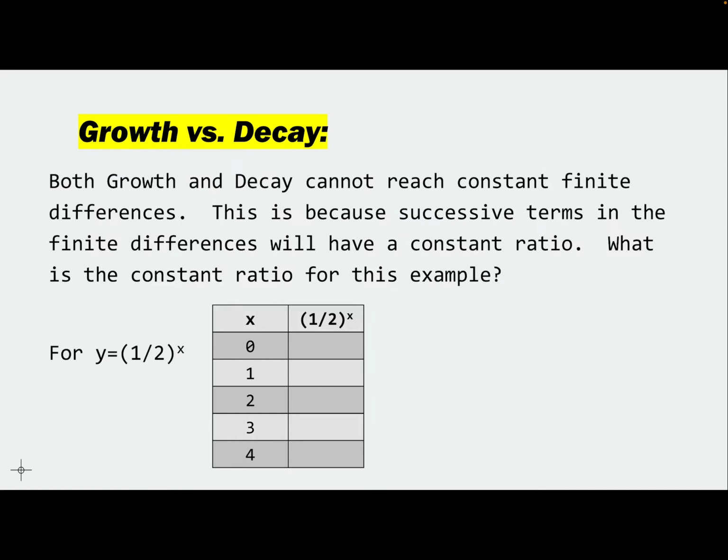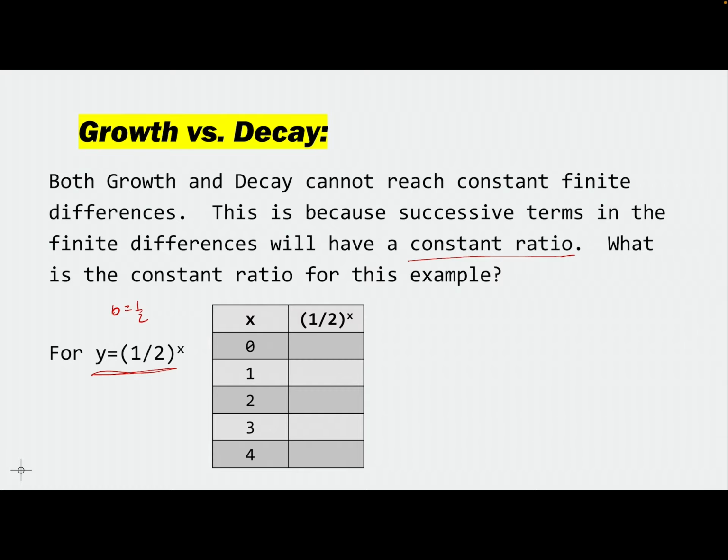All right, let's talk a little bit about the finite differences. So both growth and decay cannot reach constant finite differences. This is because successive terms in the finite differences will have a constant ratio. What is the constant ratio for this example? So let's go ahead and take a look at that function right here. This is exponential decay because b is a half.